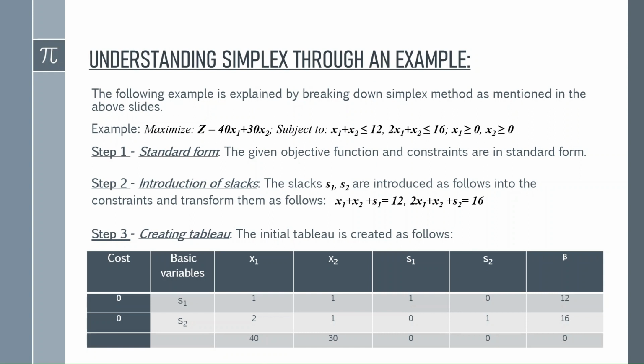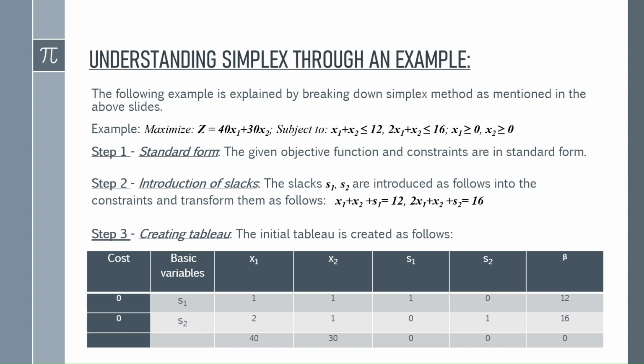Understanding simplex through an example. The following example is explained by breaking down the simplex method as mentioned in the above slides. Example. Let us consider the maximization of objective function. That is maximize z equal to 40x1 plus 30x2 subject to constraints x1 plus x2 less than or equal to 12, 2x1 plus x2 less than or equal to 60, and restrictions of x1 and x2 being positive real numbers. Step 1. Standard form. The given objective function and the constraints are in standard form, so we don't need to change them.